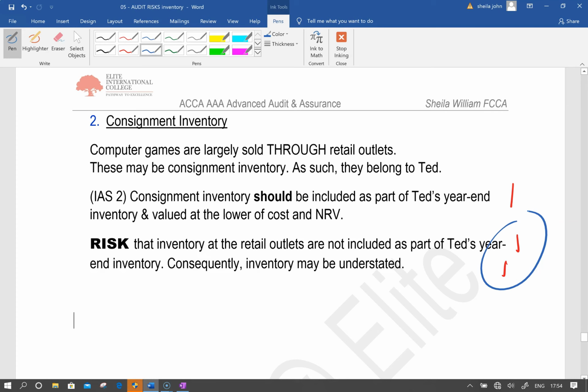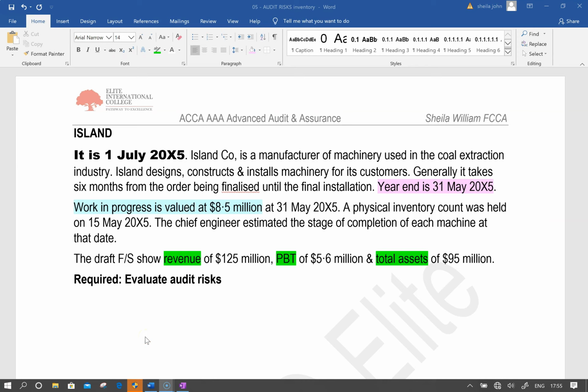So let's go on to the next question, the last one. We're going to read this question called Island, and then you need to decide what is the issue here. Remember, we're still dealing with inventory, but there are so many different kinds of issues with inventory. All right. So the question says, evaluate audit risk. It is now 1 July 20X5, and it says Island is a manufacturer of machinery used in the coal extraction industry. So manufacturer, machinery. So that's your inventory here. Island designs, constructs, and installs machinery for its customers.